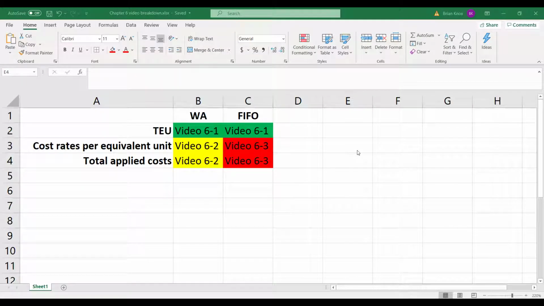This is video 6-3 and it's FIFO time. You might be scared, but FIFO don't care. FIFO takes what it wants because it's hungry. So we're going to jump into the FIFO examples. They're going to go similar to the weighted average with a few exceptions.